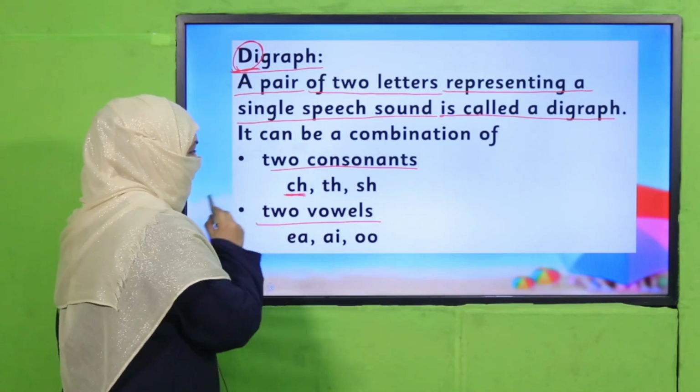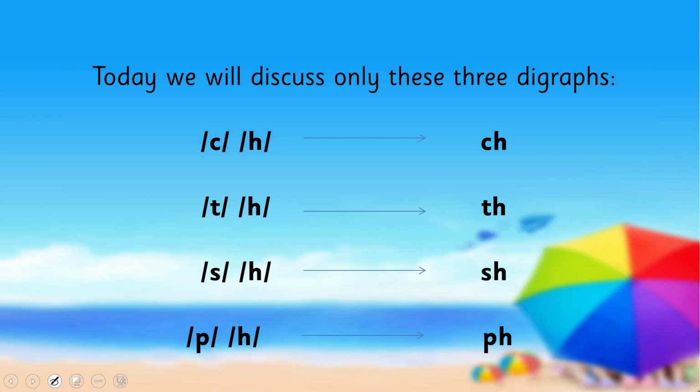Now, look at this digraph. I'll explain it over here. This is C and this is H. Do you remember this sound? I have taught you. What is the sound of C? Yes, it's k. And what is the sound of H? It's h. These are their individual sounds. But when they are together, they don't sound like that. They make a new sound which is ch, as in cheer. This ch is giving the sound which is cheer, right?